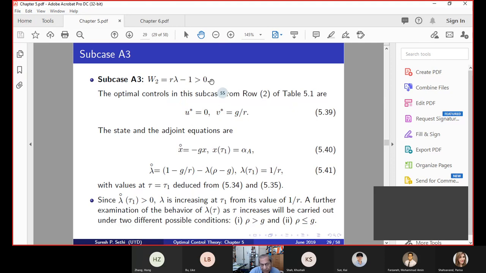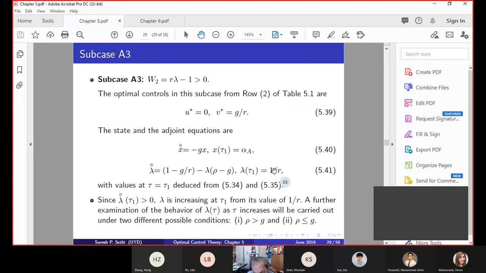So we are at A3. The optimal control is U star equal to 0, V star equal to G by R. So the reverse time differential equations are X circle is minus GX. This is still alpha A because we haven't gone on X anyway, because V star was 0. And so X will stay exactly at alpha A, which is also, I show you the diagram. And lambda circle is given by this quantity.